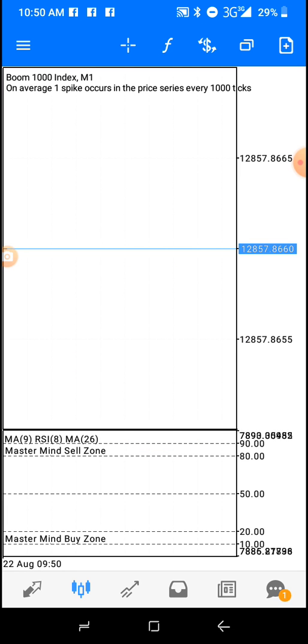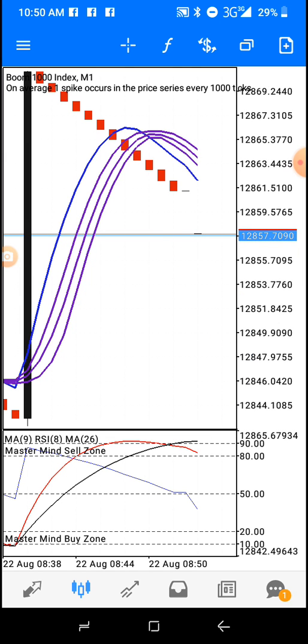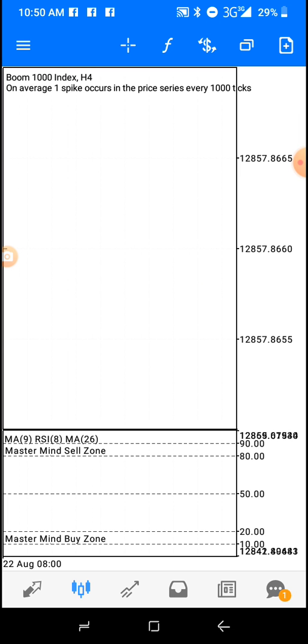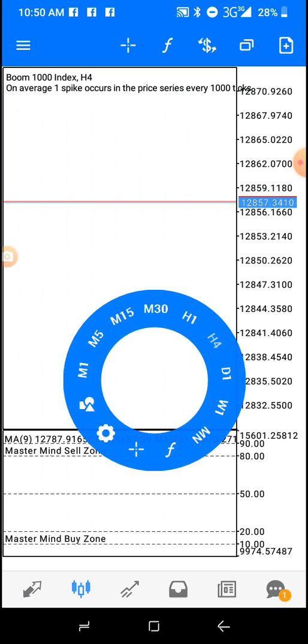Actually, you can see that I am on boom 1000, boom 500, and crash 500. All of them I'm in profit, guys. I'm on a buy on boom 1000, a buy on crash 500, and also a buy on boom 500. You can see, guys, that I took this buy 2 days ago, and I've been holding it.